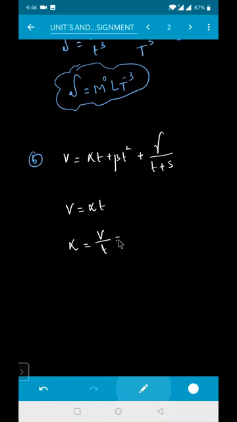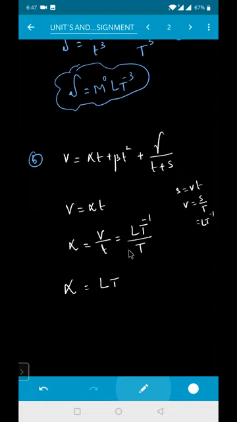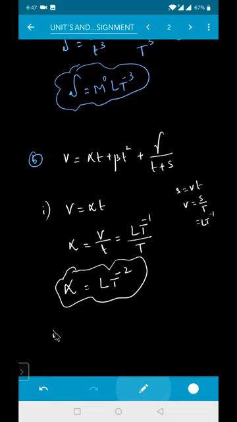Velocity by time. What is the dimension of velocity, beta? L T power minus 1. Yes, sir. Velocity is equal to distance by time. So this will become L T power minus 1 divided by T. So the dimension of alpha will become L T power minus 2. Clear? Yes, sir. So the dimension of alpha we got is L T power minus 2. This is the first one.